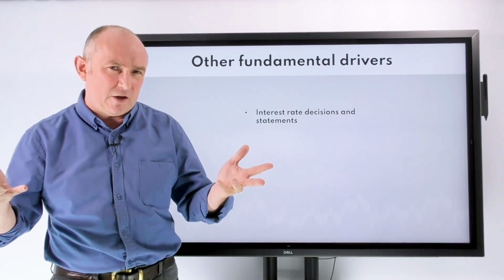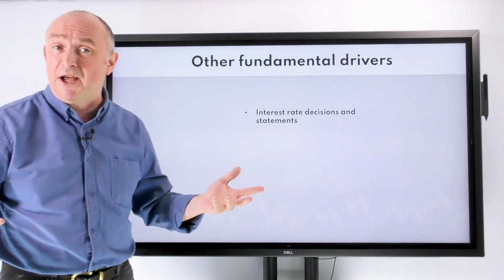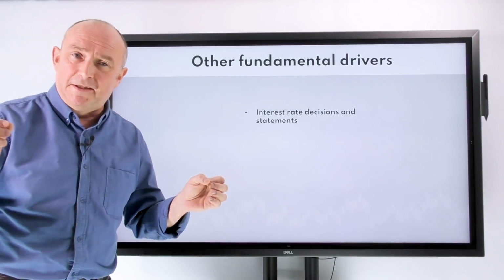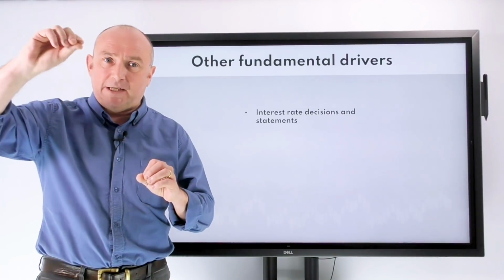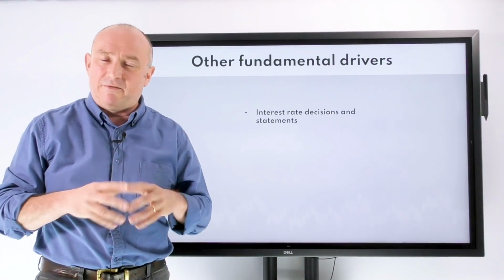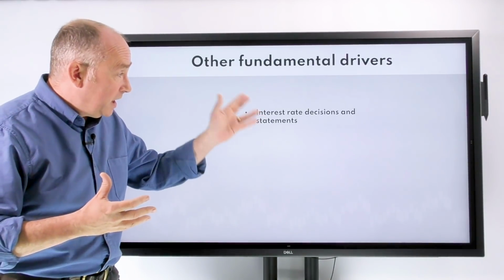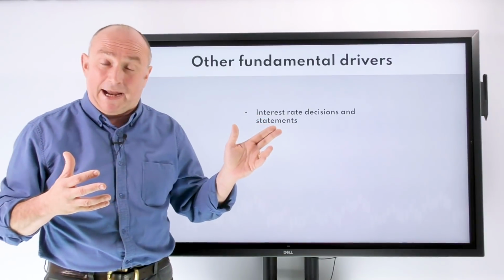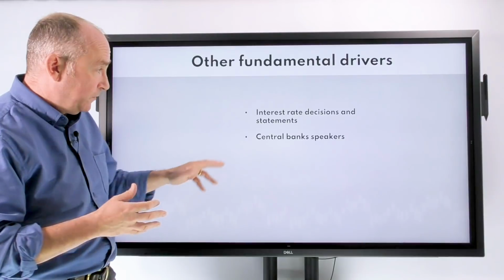They may leave interest rates unchanged, but they put out a projection of what's going on in the future. In the US, this is known as the dot plot. The governors all basically plot out where they think interest rates will go in the future. So the market's always looking at the interest rate decisions and statements from the central banks, and these are big, keenly awaited data releases.